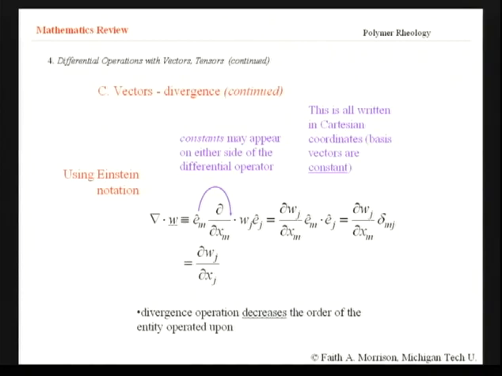So once again, I'm emphasizing on this slide how these unit vectors are constants. So this is a constant, this is an operator. This constant can move around because it's not affected by the operator. So the divergence operation decreases the order of the entity. So if we take the divergence of a tensor, we expect to get a vector. So let's see if we do.